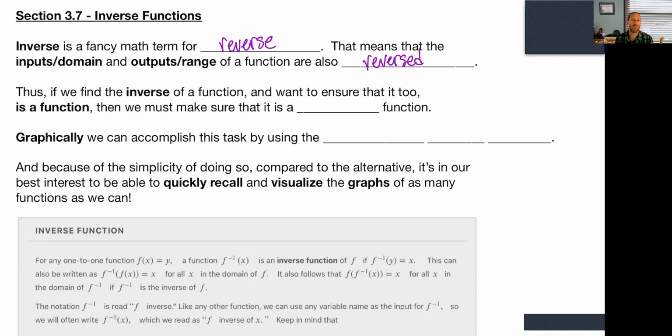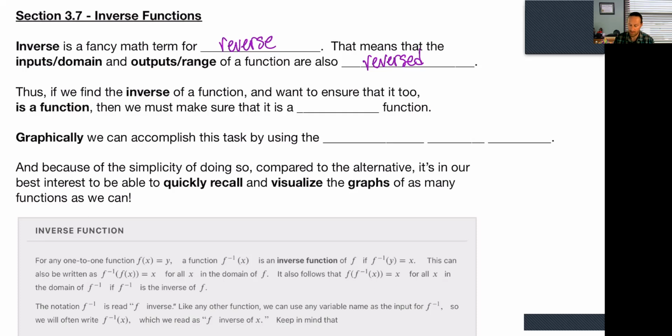So if you know the domain and range of a function and they ask you to find the inverse and their domain and range, then just flip-flop them, and you know the domain of the original is going to be the range of the inverse function.